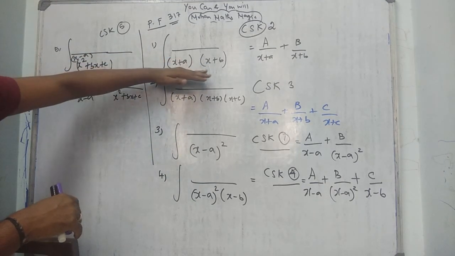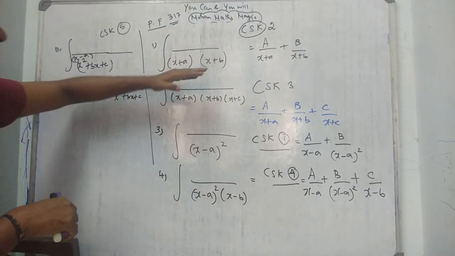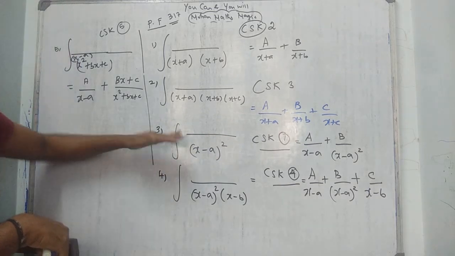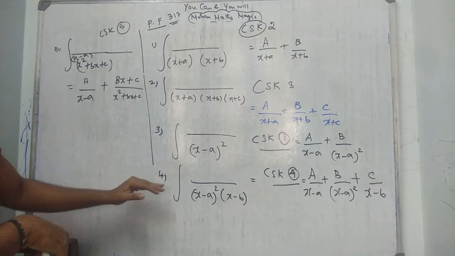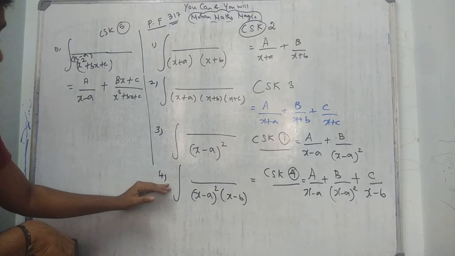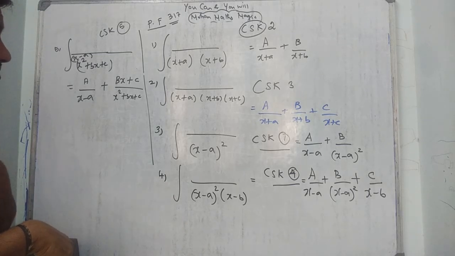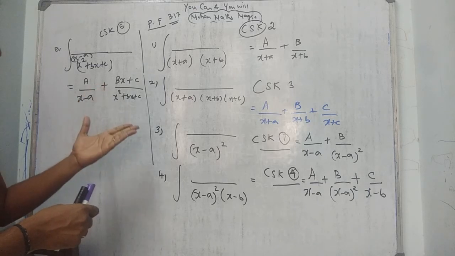If any fraction contains two brackets, that is case 2, so a upon b upon. Any fraction with three brackets is case 3, a by b by c by. Any fraction with the whole square, a by x minus a plus b by x minus a the whole square, is case 1. And the fourth is case 4. Otherwise I can go for case 3, 4, 5 also. Why do you have to confuse yourself?